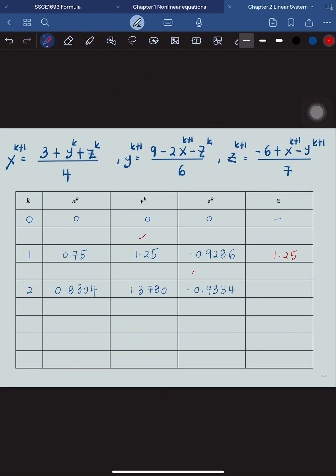Here the error is 1.3780 minus 1.25, which is 0.128, and 0.8304 minus 0.75, which is 0.0804. So the maximum is 0.1280. Still you cannot stop, so continue to the third iteration.